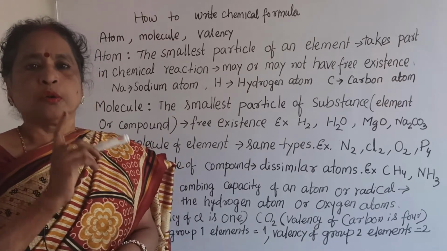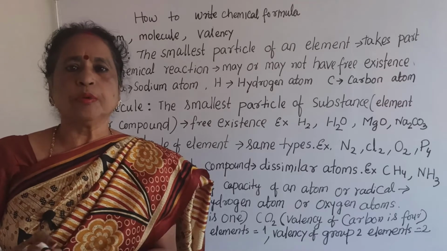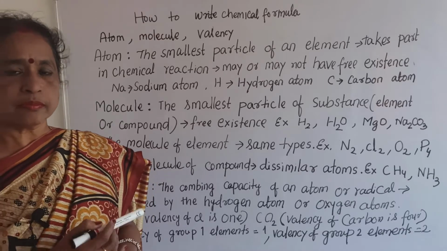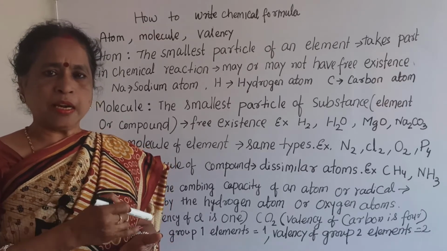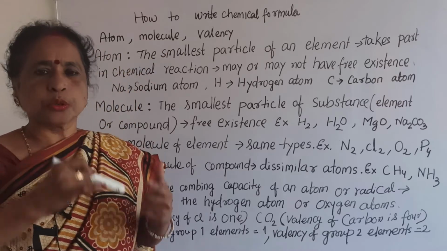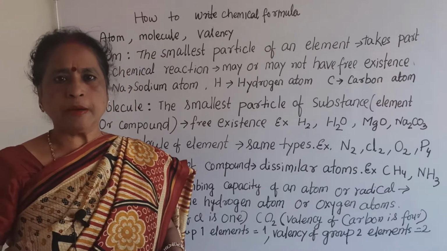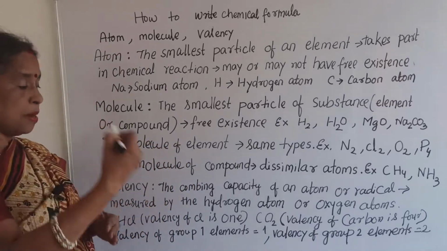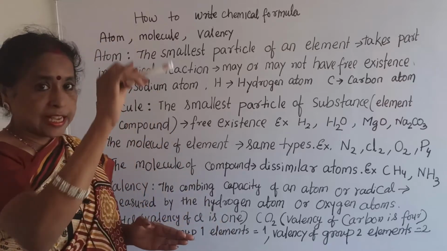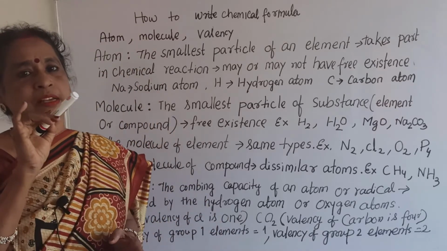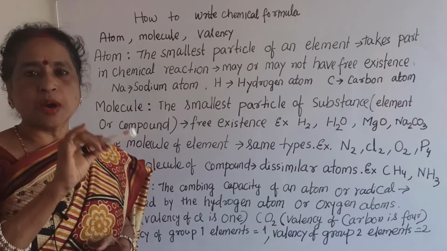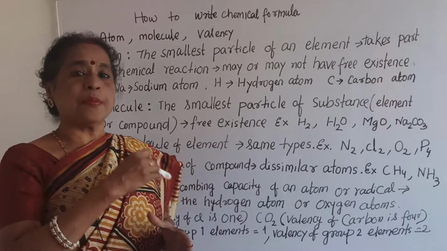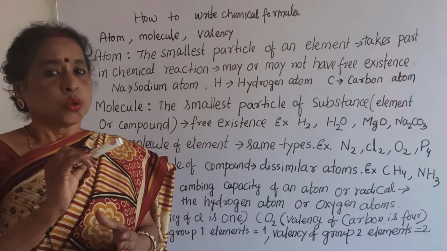I also told the groups of elements in the previous video. Only group 1 you will remember, group 2 you will remember, that is sufficient now. So what are the group 1 elements? Again try to remember: hydrogen, lithium, sodium, potassium, rubidium, cesium, francium. And here you should remember the valency of these elements. Group 1 has only 1 valency. Are you clear? Similarly, the valency of group 2 elements is 2.